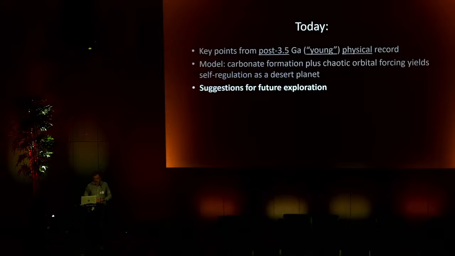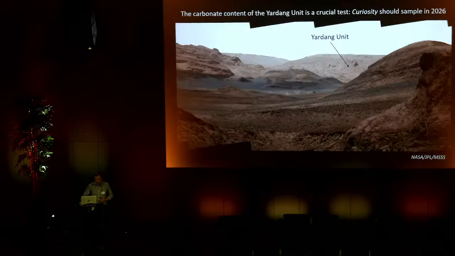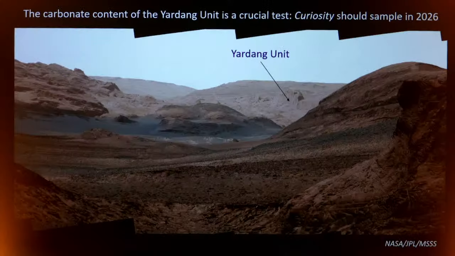Okay, so how can we test this? In the short term, I think the Yardang unit, which Curiosity is driving towards, will be really important and valuable. The reason is that geologic mapping indicates that the Yardang unit is an outlier of a very voluminous and extensive sedimentary rock unit, sometimes called the rhythmite unit. And so its composition will be an important test of the model.